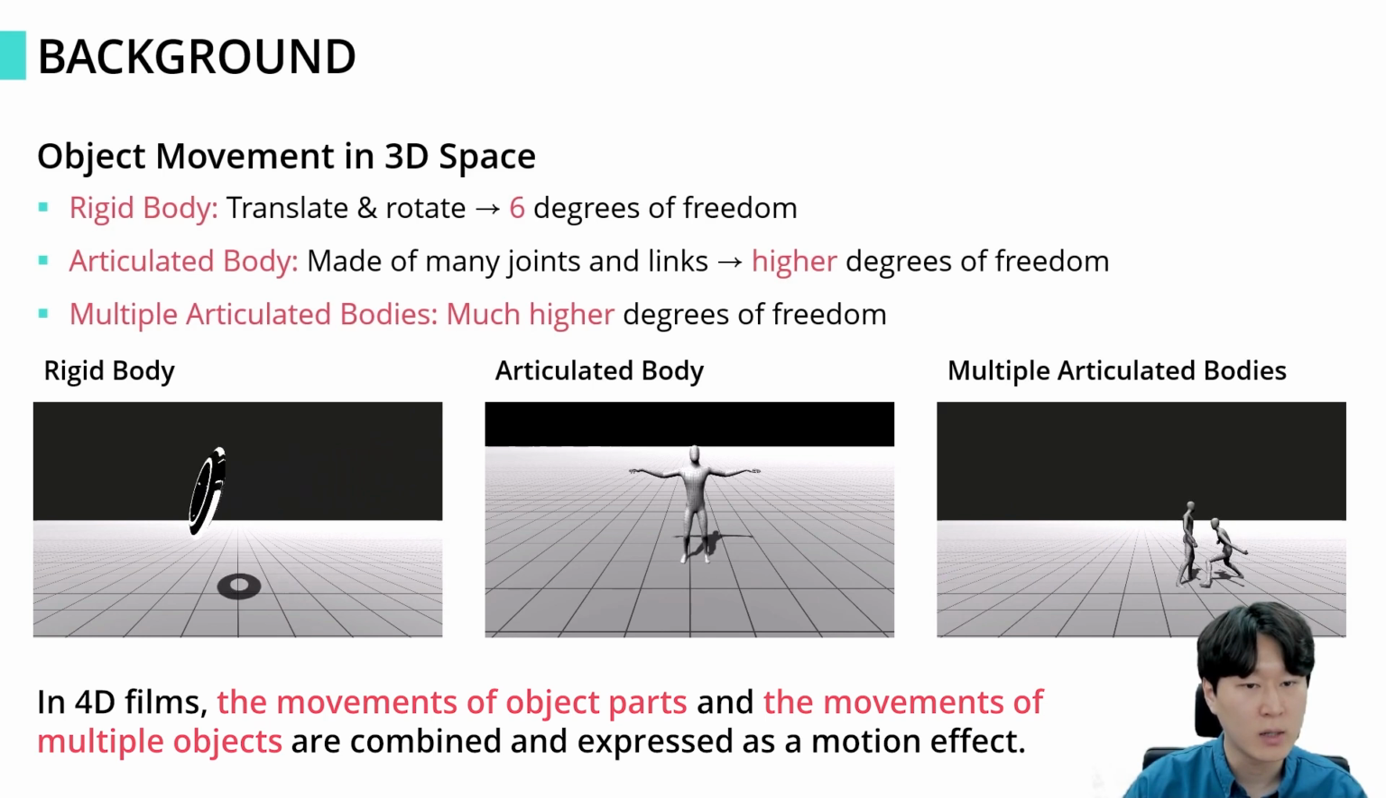In contrast, an articulated body is made up of many joints and links, so it can move with higher degrees of freedom. Also, multiple articulated bodies have much higher degrees of freedom. We watched many 4D films and found that the motions of object parts and the motions of multiple objects were combined and expressed as a motion effect.